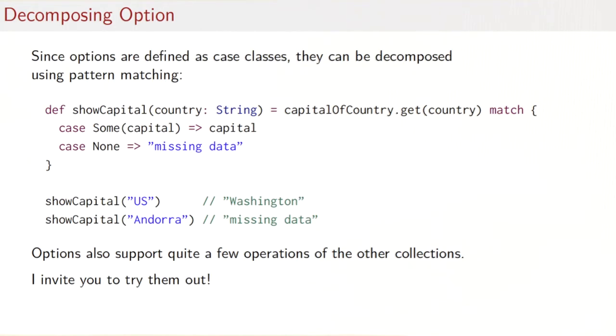Since options are defined as case classes, they can be decomposed using pattern matching. So if we wanted, let's say, to show the capital of a country without throwing a key not found exception, we could do something like this. We could get the country from the map capitalOfCountry, and then we could match the resulting option value. If it's Some(capital), we return the capital. If it's None, we return a string called "missing data". And then if we do show(capitalOfCountry get "US"), we would get back Washington, whereas if we did show capital of Andorra, we would get back "missing data".